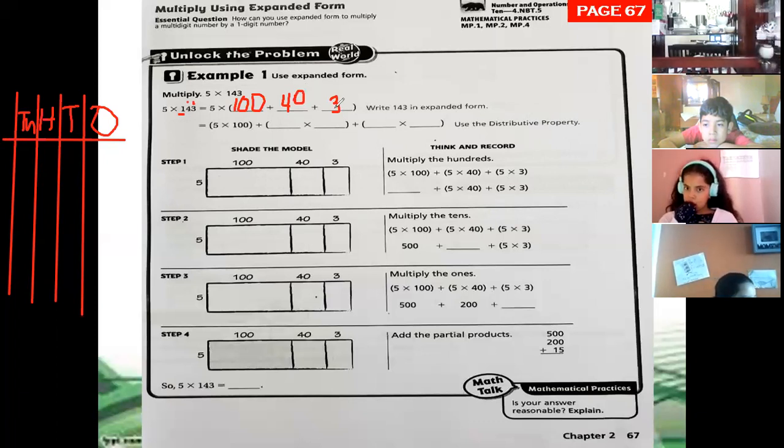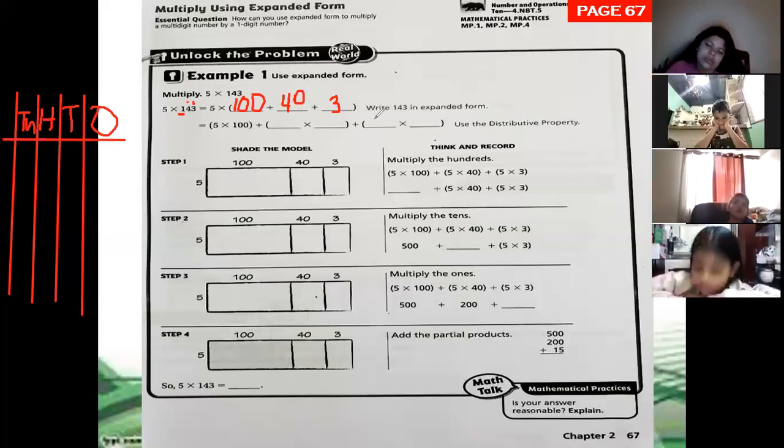And the number 3 is in the ones. Do I have to add? There's not another number. So no 0, exactly. No 0 because there is not another digit after the number 3. So now our multiplication written in expanded form is 5 times 100 plus 40 plus 3.